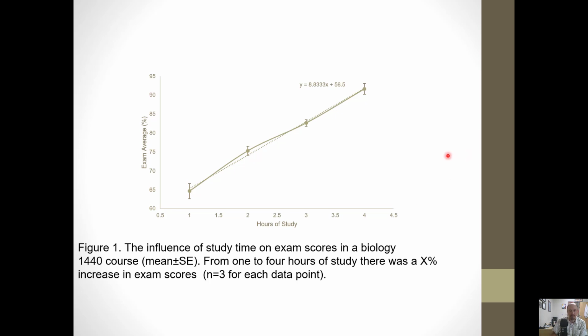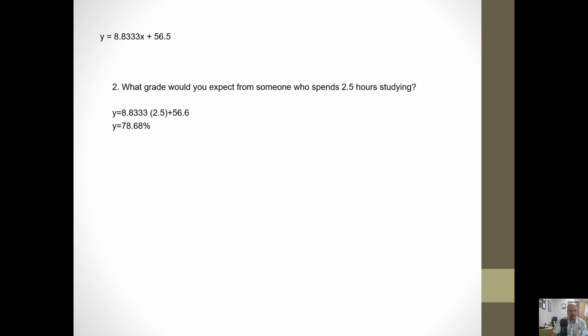They're standard error, okay? And then it says from 1 to 4 hours of study, there was an X% increase in exam scores. So from here to here. Now, you would actually put a number here, okay? You would actually put a value there, and I'll show you how we do that in just a moment. All right, and then the last part is n equals 3 for each data point. So that tells the reader that for each average here, there were 3 numbers averaged together for each data point, okay? So let's look at some of the answers to the questions on page 5.